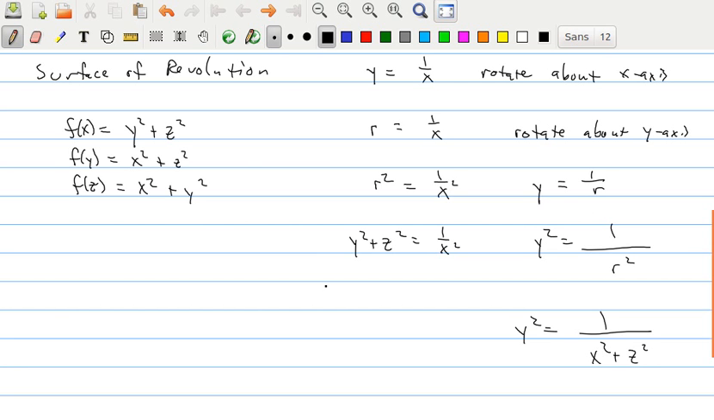So those are the three basic types of surfaces that we're concerned with. And we'll get a chance to see many examples of these.